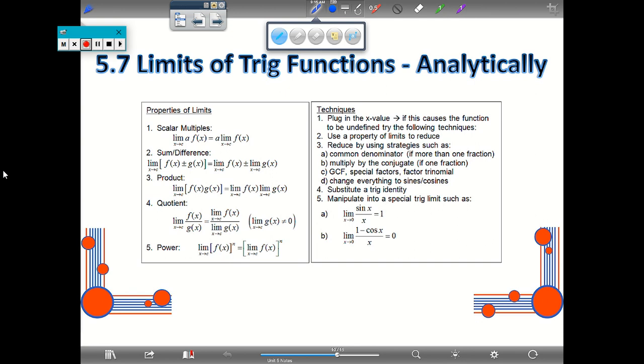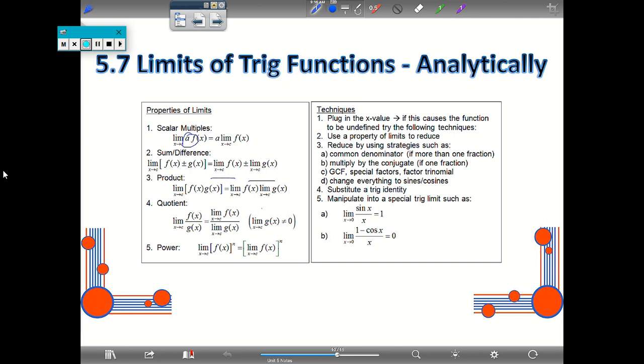On this first one, we have the scalar multiples. So we basically are multiplying by an a, like a 2. Let's say we have to multiply by 2. Then we can pull that 2 on the outside of the limit statement, and that's perfectly fine. On the second one, we can separate them. If we're doing the limit of f of x plus g of x, we can pull them apart. We can do the limit of f of x first, then the limit of g of x, and then add those together. That's certainly okay.